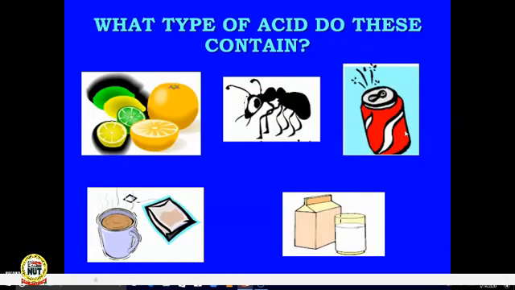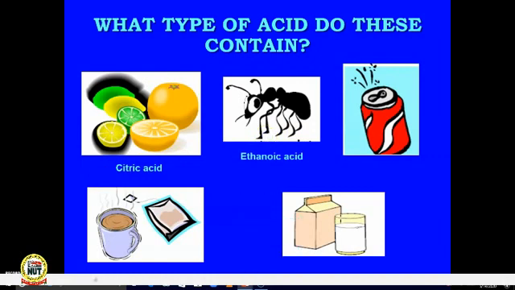Now, what type of acid do these items contain? The first one here, I have lemons. What type of acid do lemons contain? Remember, in the just concluded slides, we said that lemon has citric acid. And you can see, as highlighted, lemon contains citric acid.